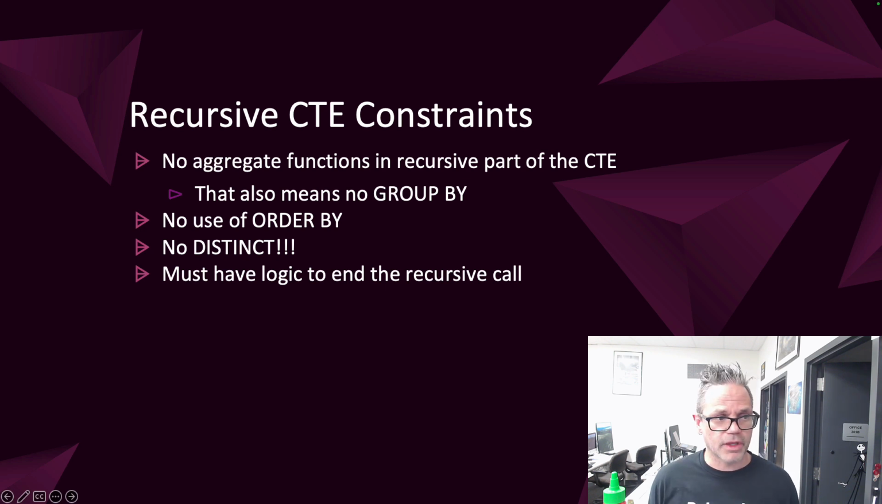Oh, no big deal. There's no use of order by inside a recursive CTE. I know that's really weird. That makes sense. Okay, never mind. There's no distinct, and you must have a logic in the recursive call. These are pretty much standard rules for writing a good query, but you have to explicitly put that in when you're working with recursive common table expressions, so keep that in mind.